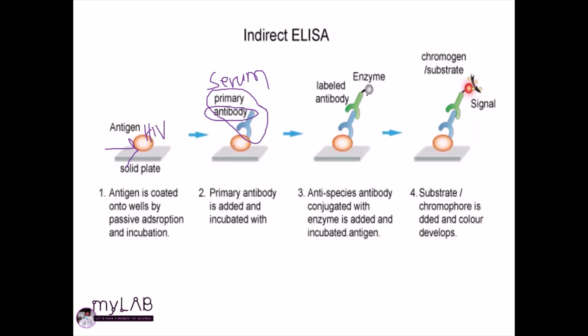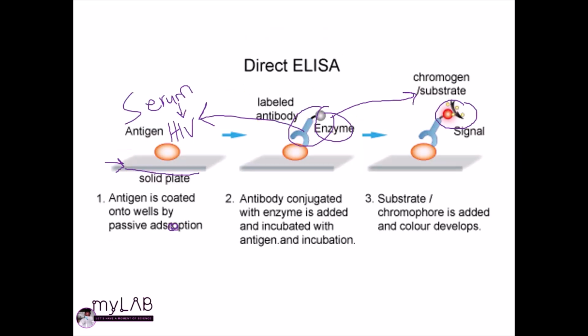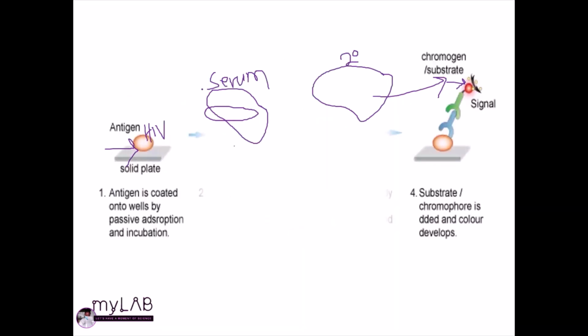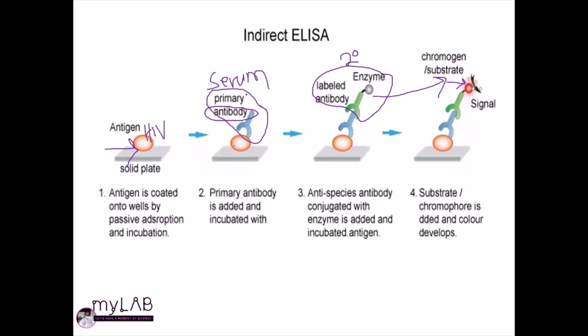And then after that, we will add the detection mechanism, which is a secondary antibody that is conjugated to an enzyme, and of course addition of substrate for us to generate chromogenic signal. Now if you look at this, in the first situation, we were detecting from our patient HIV antigens. In this situation, we are detecting from our patient HIV antibodies.